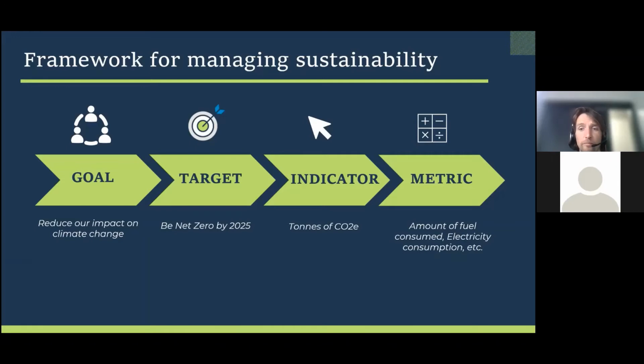In the case of carbon, for example, it's often going to be underlying data that helps to measure your carbon emissions, such as fuel consumption, electricity consumption, and so on and so forth.